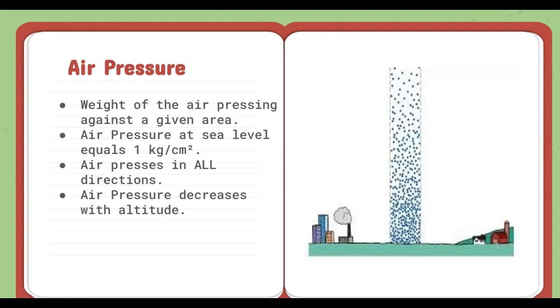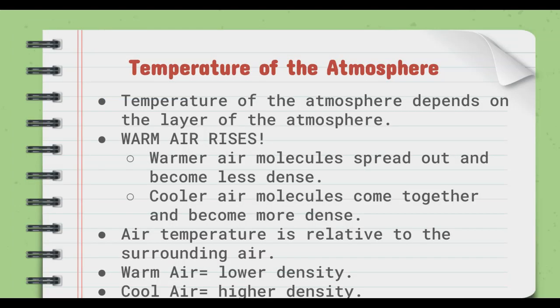Air pressure also decreases with altitude, and it's simply because there's less air molecules to push against you as you increase in altitude. And you can see that illustration over on the right-hand side. You can see those air molecules being very closely packed together at the bottom, but then as they increase in altitude, you can see they spread out and there's less of them to push against you, giving them less force to push against you.